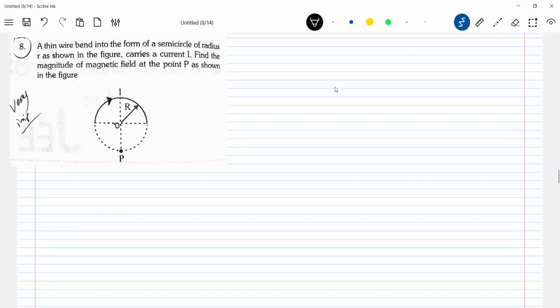Do we have any formula to find out the field? First of all, no, there's no formula. So what we do is take help of the Biot-Savart law and assume a small current element. First define the field due to the current element at point P. Then take help of the mathematics, how you can bring the quantities.